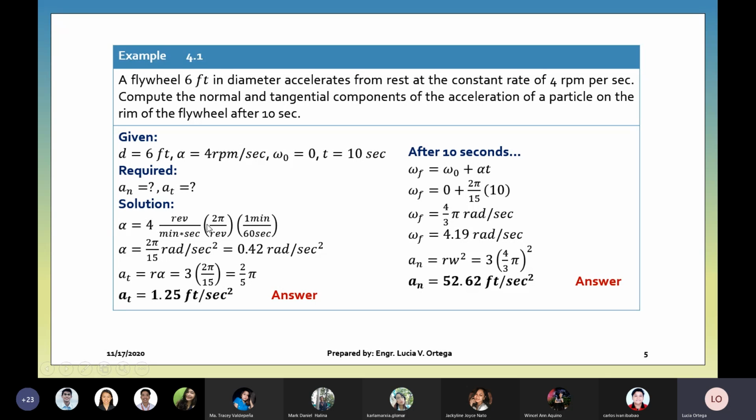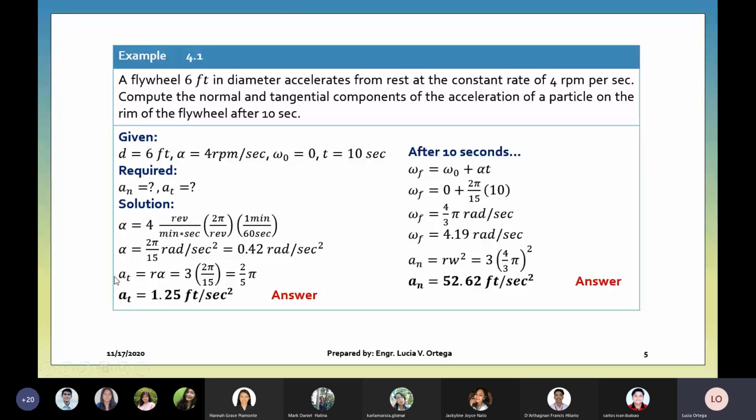So we have to convert alpha first. The units must be consistent. So 4 revolutions per minute per second. 2 pi radians per 1 revolution, we multiply. So we can cancel revolution, times 1 minute per 60 seconds. Okay, solving for this, alpha is 2 pi over 15 radians per second squared, or 0.42 radians per second squared.